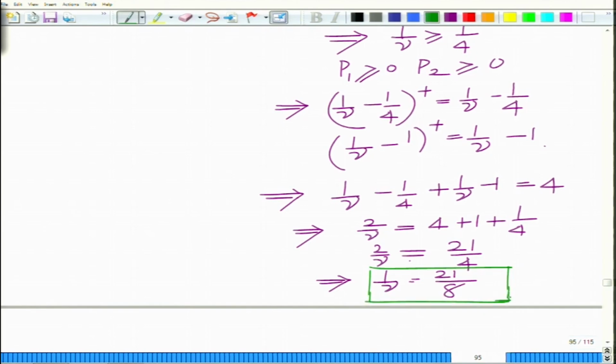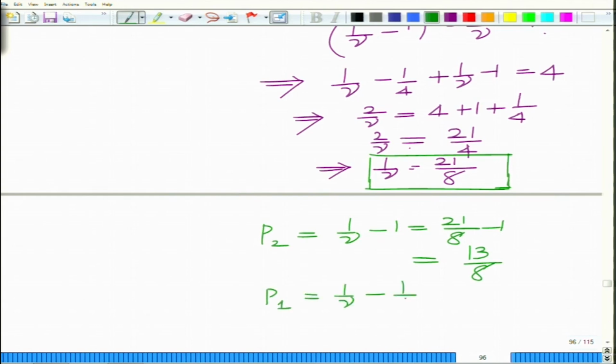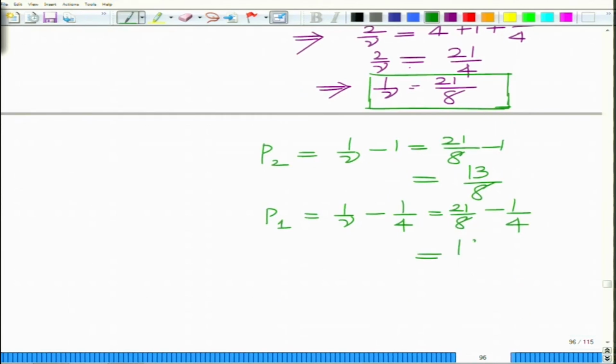Okay. All right. So, that is what we need, which implies if you look at P2, this is equal to 1 over nu minus 1, which is 21 by 8 minus 1. So, that will be 13 by 8, and P1 is 1 over nu minus 1 over 4, which is 21 by 8 minus 1 over 4, which is 19 over 8.